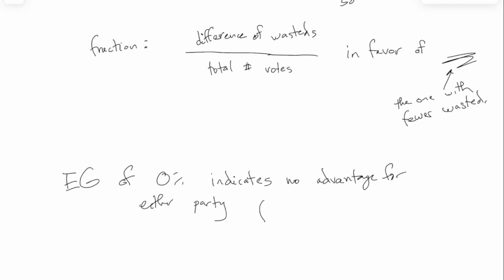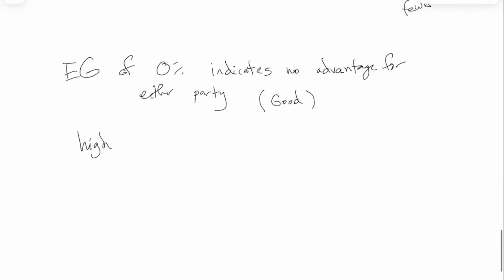And this is sort of good, right? This is how the maps ought to be, that the map itself doesn't give a benefit to one or the other of the parties. But then a high efficiency gap indicates unfair maps. High efficiency gap indicates an unfair map. Right? This is how the efficiency gap works.